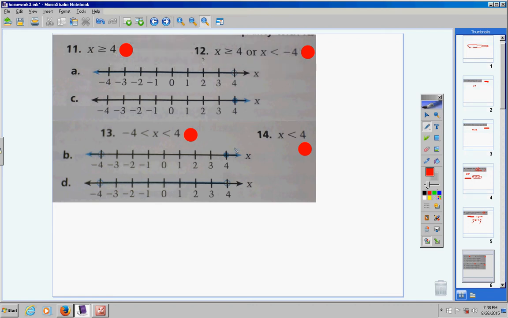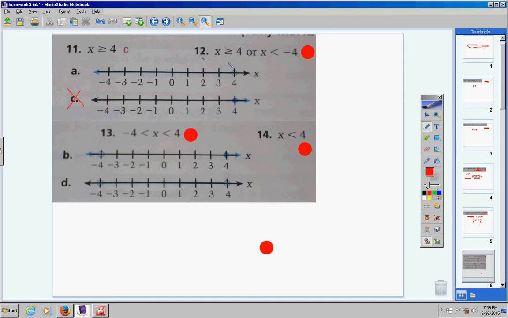Now the directions for 11 through 14 say to match the inequality with its graph. So let's start off with number 11. X is greater than or equal to 4. Well, let's see. This graph here is at 4 going to the left. This graph here is at 4 going to the right. Do you see that right here? Look in your books box and you'll see that, okay? Also, it's shaded in. It's colored in, and that's good because we have an equal sign here. So number 11 doesn't go with letter C. All right, let's cross that off.